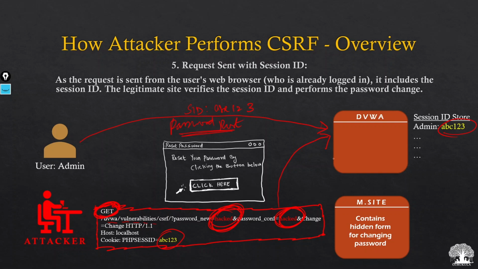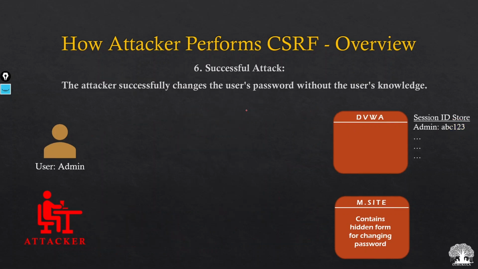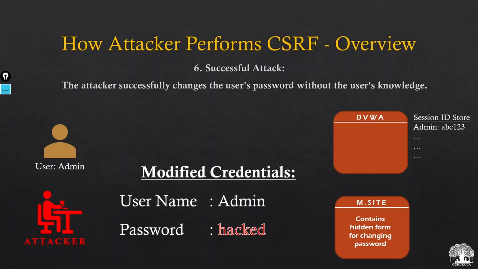Once this request is received by the DVWA application, DVWA is going to accept it because the session ID has matched. Now the attack is successful, and you can see that the credentials are modified. The username is admin and the password has changed to hacked. Whatever password was kept by the admin, it is now maliciously changed to hacked. So this is how a CSRF attack is performed.